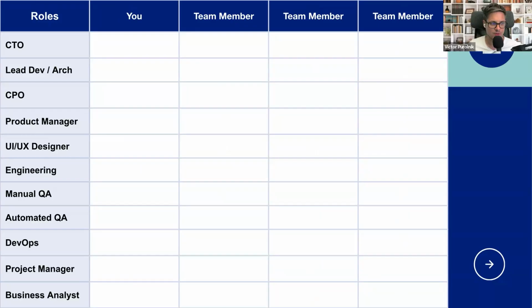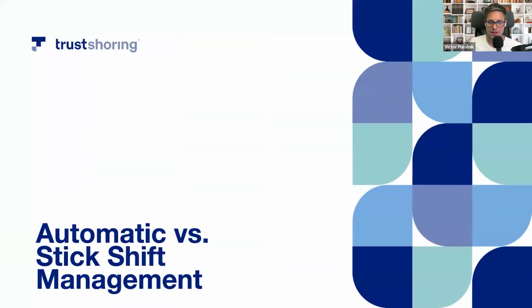This is in your workbook, so you can assign those team members. You can see who covers what roles really, and then you can see, do I have everybody that I need? Are there any gaps that might be a reason why you run into issues? Do the people who are supposed to have these roles know they have these roles, right? That's super crucial and usually one of the problems you can run into. Now, let's get into automatic versus stick shift management.